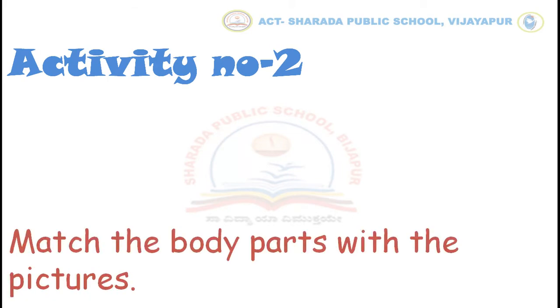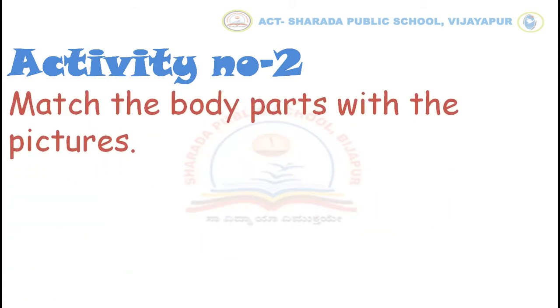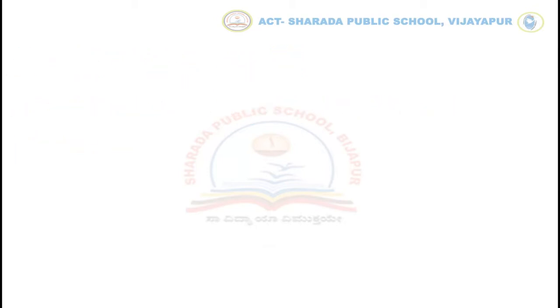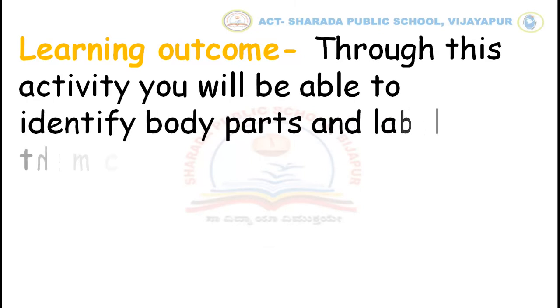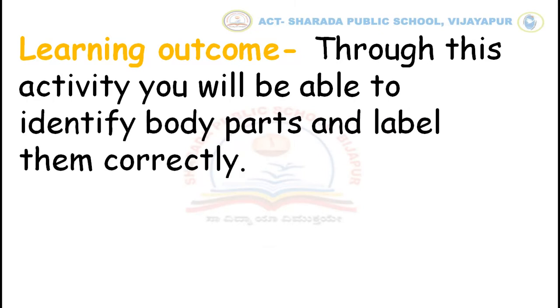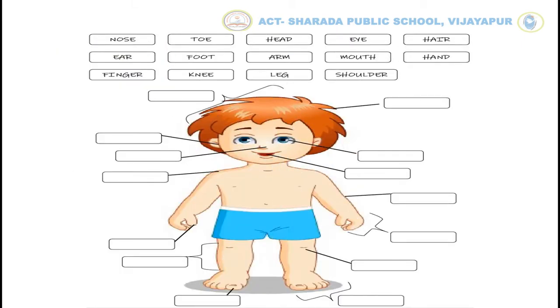Activity number 2. Match the body parts with the pictures. Learning outcome. Through this activity, you will be able to identify body parts and label them correctly. 2 have been done for you. Now, look at the picture and label the parts given in the space.